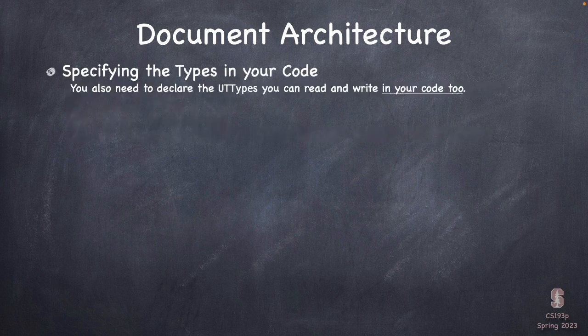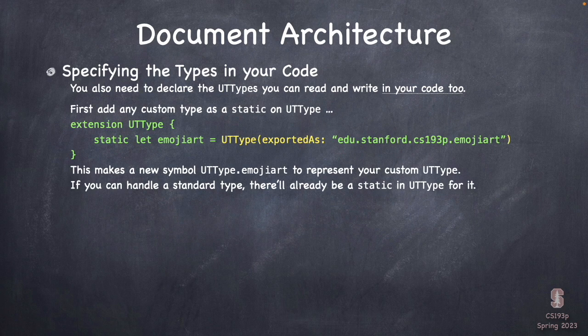So we got the UTTypes declared in our Info.plist. Now we need to define this emoji art type in our code. And the way we're going to do this is we're going to add an extension to UTType to give our own little static. Because I told you there was UTType.jpg and UTType.text. Well, now there's going to be UTType.emojiArt because I'm going to add this little static let emojiArt.